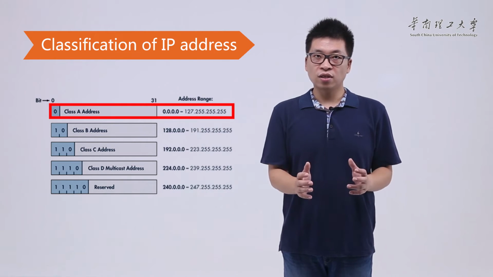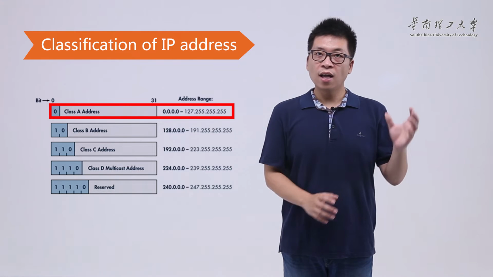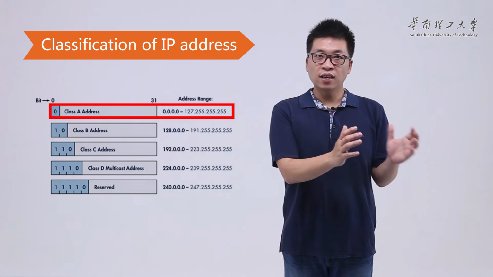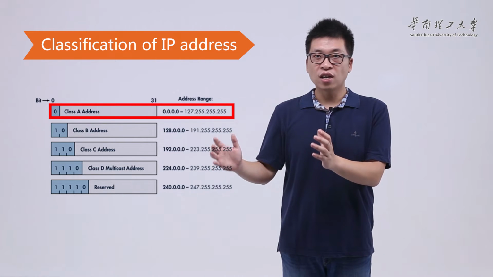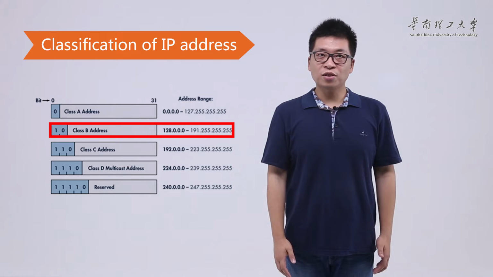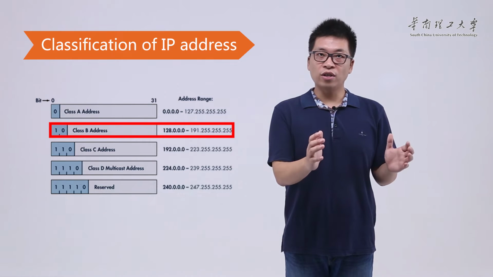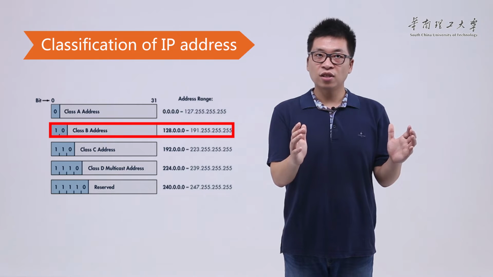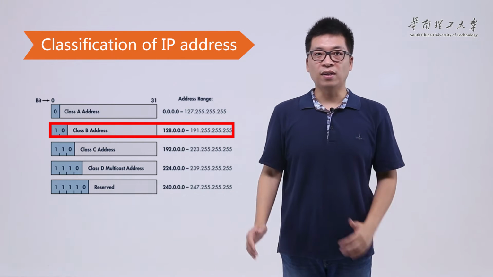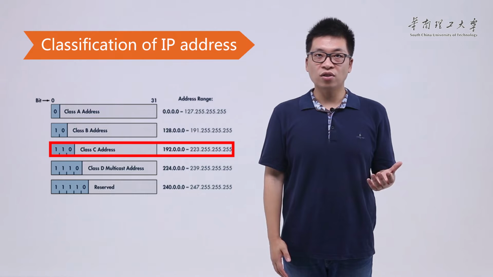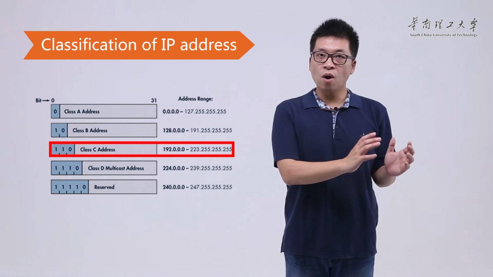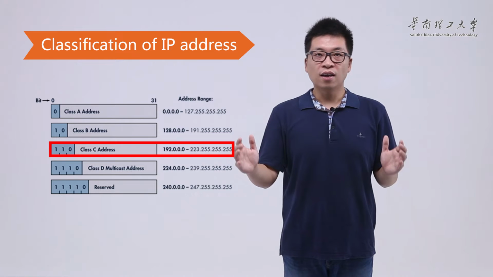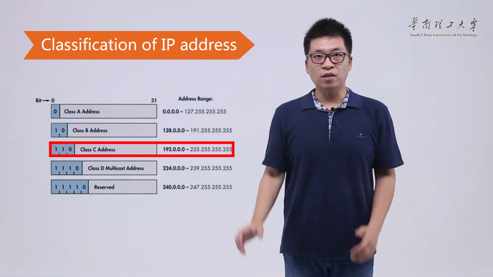Class A address starts with 1 bit 0 on the left. The first 8 bits are network ID, and the remaining 24 bits are host ID. Class B addresses start with 10. The network ID takes 16 bits, and the host ID 16 bits. Class C address starts with 3 bits, 110. The network ID is 24 bits long, and the host ID is 8 bits long.